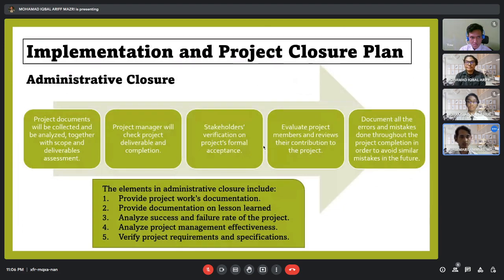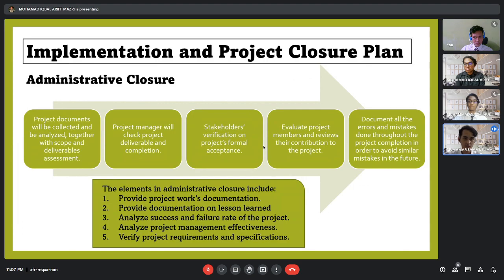So next, this is the continuation of the implementation and the project closure plan, but on the administrative closure. Project documents will be collected and analyzed together with the scope deliverable assessment by the Dylan Blue Company, and then the project manager, Amirul Hafeez, will check project deliverables and completion, and then the stakeholders, which is all of us, plus the sponsors, will verify the project formal acceptance, whether or not this project can be accepted formally in the papers, and then evaluate the project members and review their contribution to the project itself, how much we contributed to making the system a success, and document all the errors and mistakes throughout the project to avoid similar mistakes in future projects.